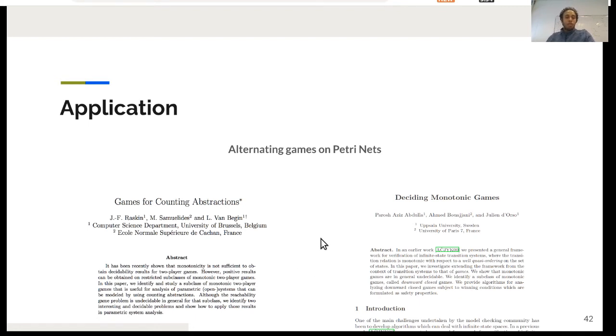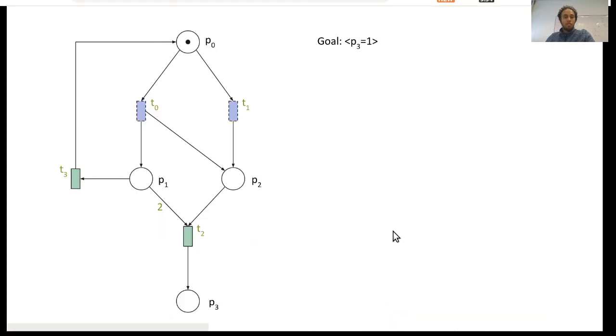We are going to apply this theory of alternating games to Petri nets, as suggested by these two works. Let us try to understand a Petri game. Here is a Petri game with green transitions indicating the controller and these two transitions of the environment. The goal is to place a token here. All the edges have weight 1 except this edge, which has a weight 2.